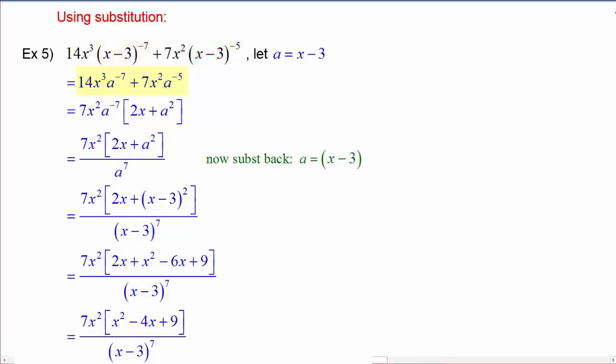Some students have an easier time looking at an expression like this and factoring it than looking at an expression that has binomials in it.